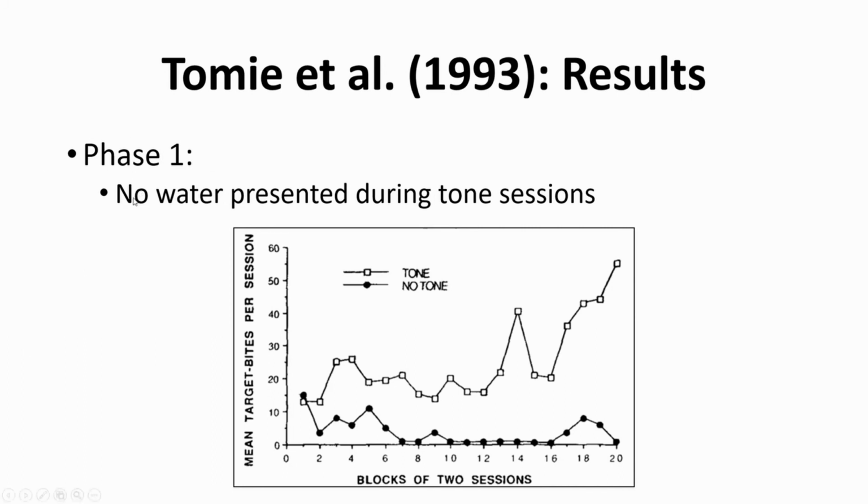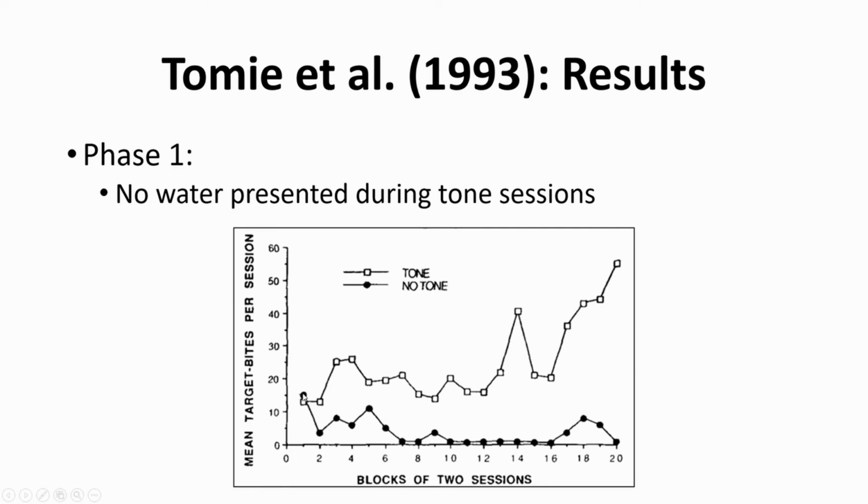So in phase 1, as a reminder, anytime that the tone was present, there was no water present. So tones are open squares. No tone is closed circle. So open square means no water, means extinction. Closed circle means they got water, which means a normal trial. And so this graph is showing us mean target bites per session, where a higher score here means they're showing more measures of frustration. And this is just our time interval.